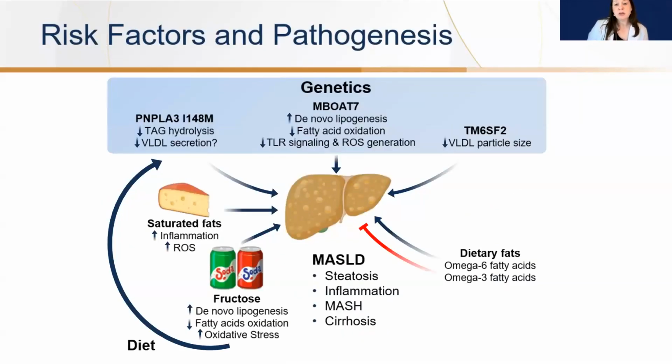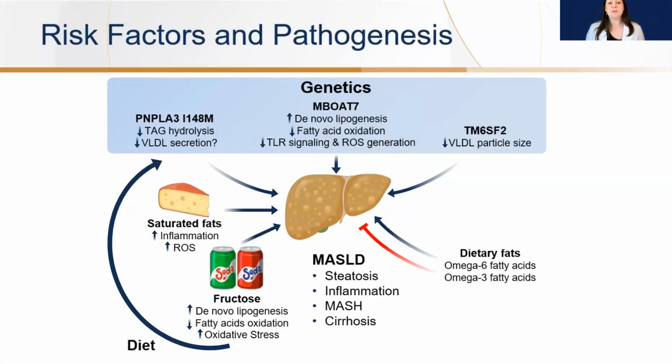We know that fibrosis is reversible with weight loss and other medications, so we're going to counsel him on that. Also, there are some non-modifiable risk factors, unfortunately, with genetics. PNPLA3, with the I148M variant, can cause some dysregulation in hydrolysis, which can lower your VLDL secretion. We have the MBOAT7 gene, which can increase lipogenesis and decrease the oxidation of fatty acids. And then we have TM6SF2, which will decrease the VLDL particle size.